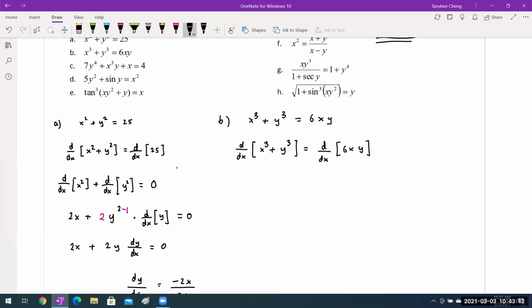So on the left hand side, taking derivative of each term, and on the right hand side, since this is a constant, I can take the constant out, and I can use the product rule right here. So when I use the product rule, that will be what? Derivative with respect to x of the first factor times the second factor plus the first factor times the derivative with respect to x of the second factor.